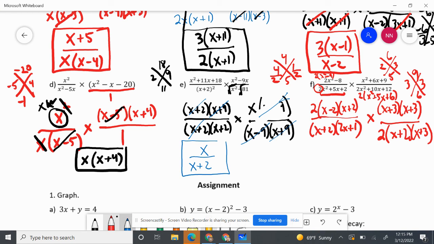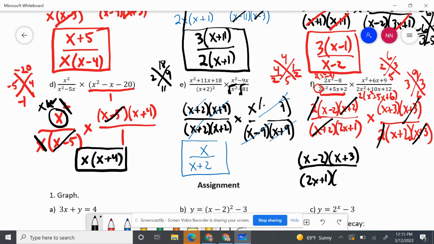Now for the fun part, I get to cancel. And so I see the x plus 2s, the 2s cancel. I see the x plus 3s, and that looks like it. So what I have is an x minus 2. I have an x plus 3. I have a 2x plus 1, and I have an x plus 2.